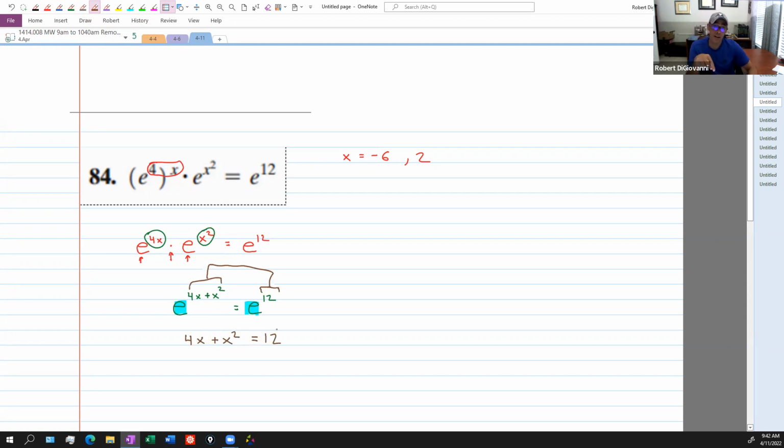This is a quadratic equation, so we move everything over to one side. I'll put it in descending order, that means the highest power of x down. And then that quadratic factors as x plus 6 times x minus 2. Then you set those both equal to 0 and you get -6 and +2. Very good.